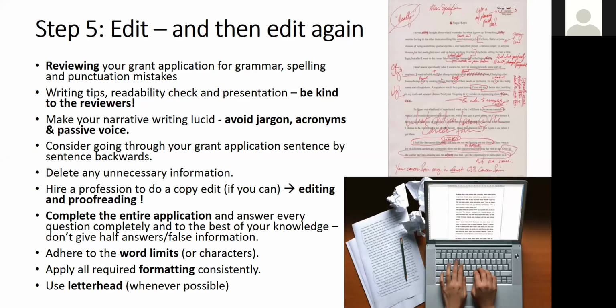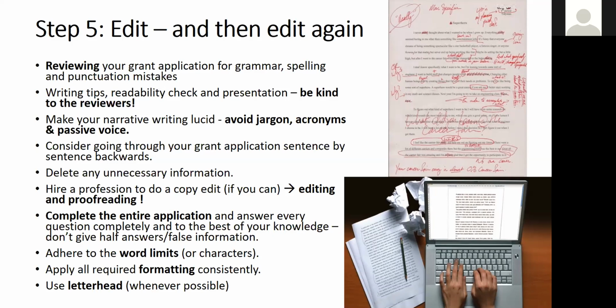So when you write, remember you are writing for the reviewers of this grant, not writing for yourself. You have to make sure that it is readable enough and written in a way that the reader can understand. So avoid using a lot of acronyms and jargon that no one understands. Make sure it is very clearly written, well edited, and proofread. This becomes very important.